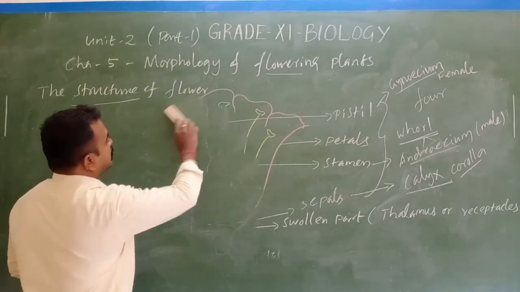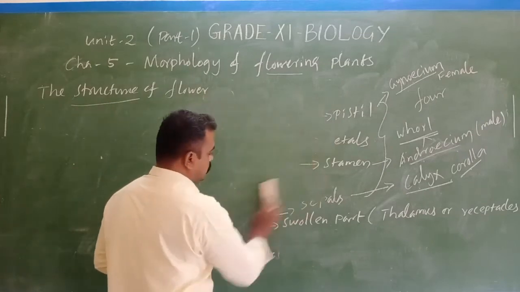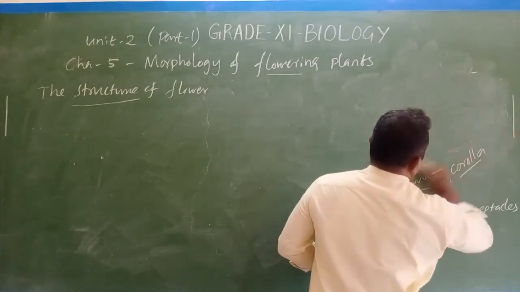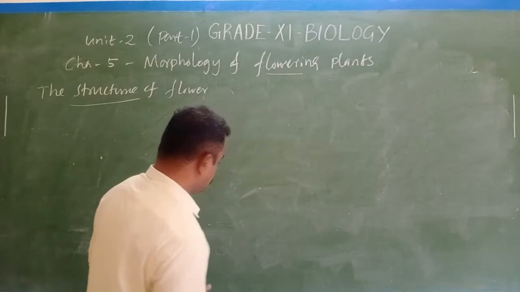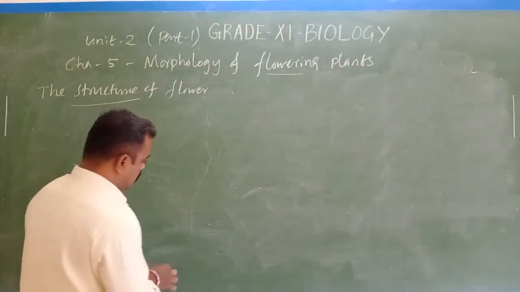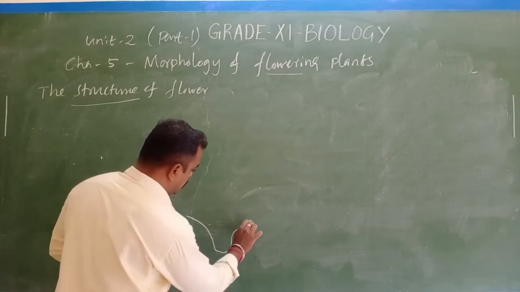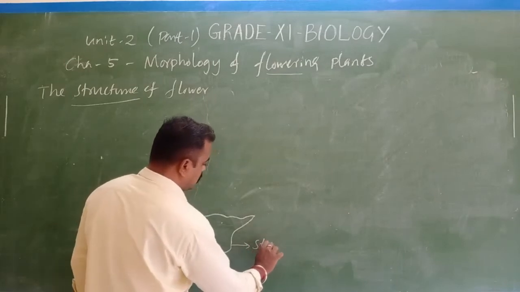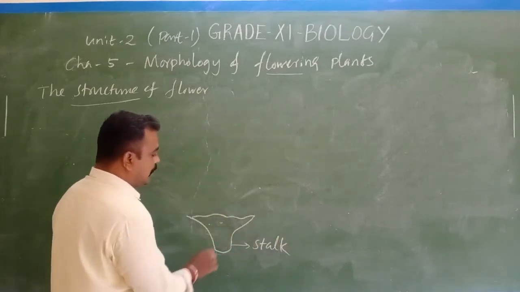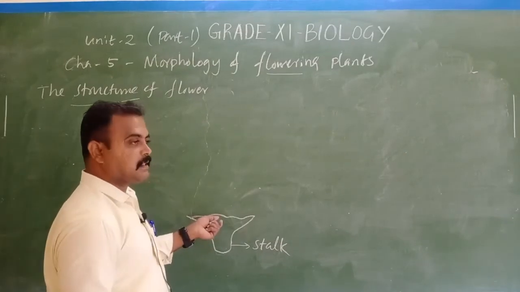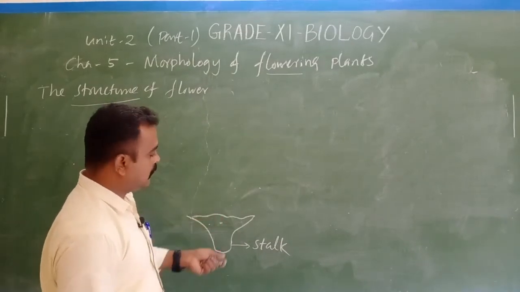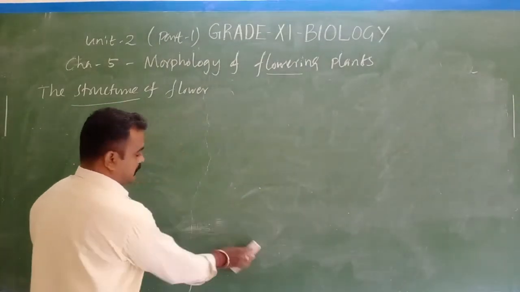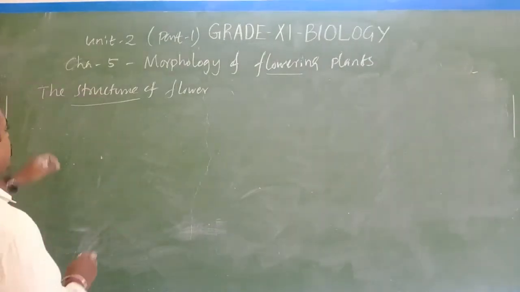So the swollen part is what? Thalamus. On the thalamus only we have those four holes. Here we drew that swollen part. Here it is called the stalk. So on the stalk only the thalamus is present. Thalamus is the receptacle. This is called the stalk. So here is the structure of flower.